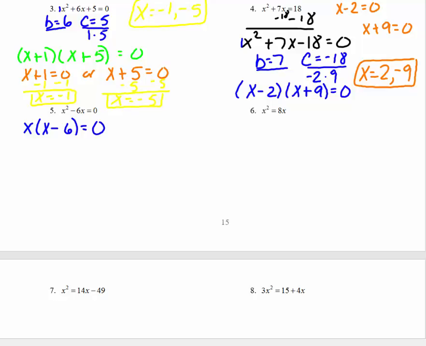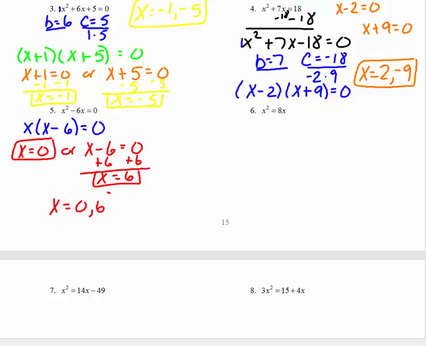It does equal 0, so now we'll set x equaling 0 or x minus 6 would have to equal 0. X equaling 0 is already solved for you. We'll add over the 6 to the other side for the second equation, and x would equal 6. So our two answers are x equaling 0 and 6.